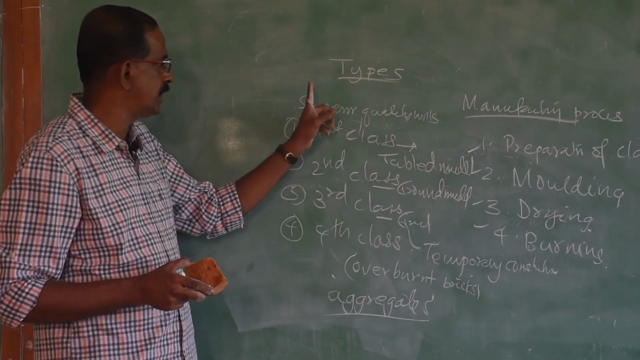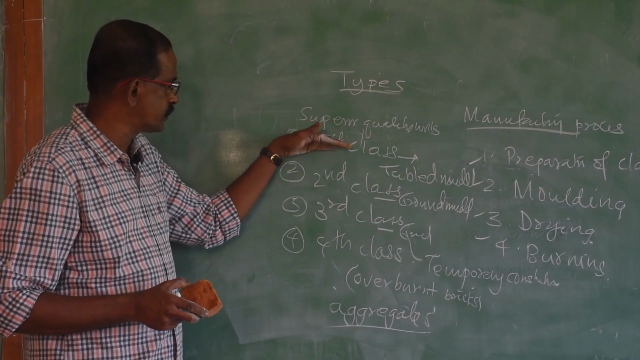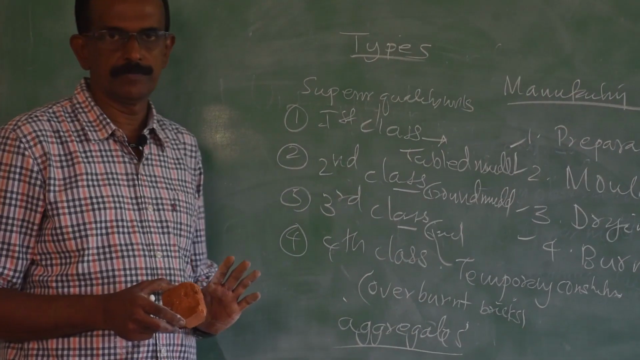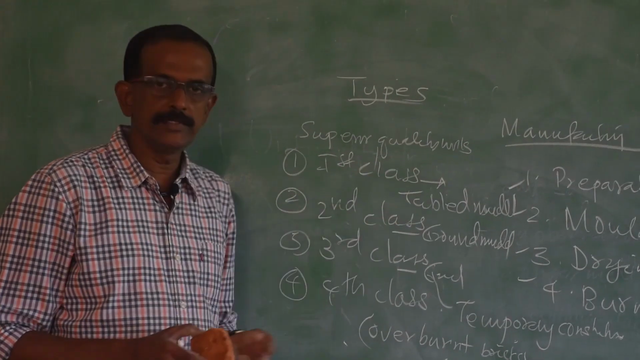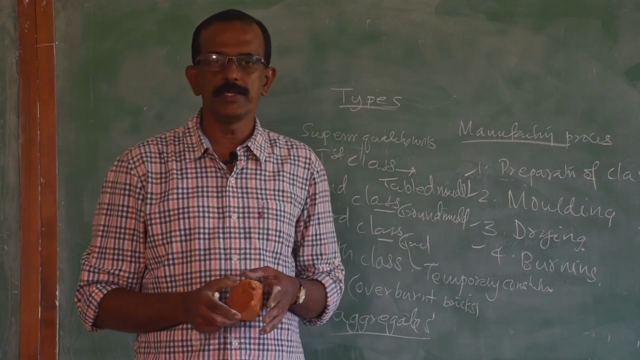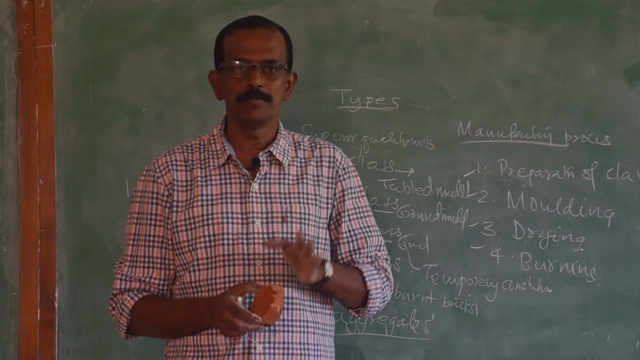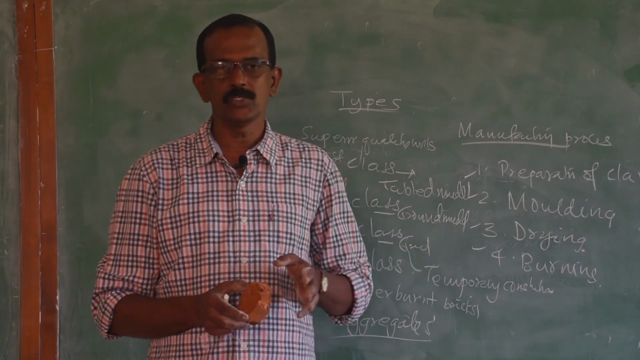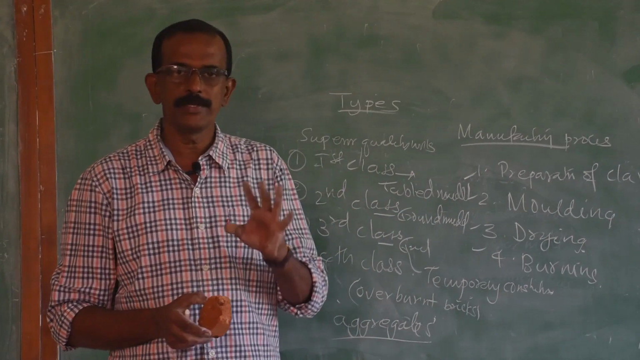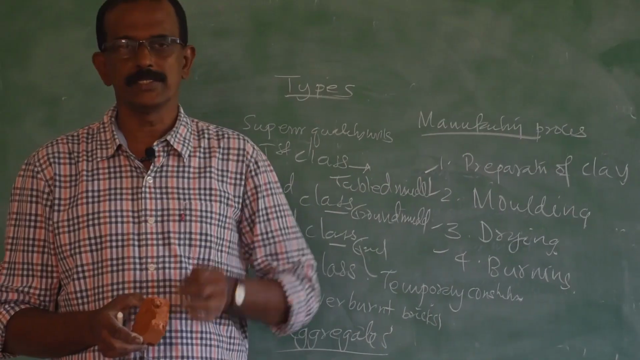So, bricks are classified as burnt brick and unburnt brick. Burnt brick is classified again as first class, second class, third class and fourth class, depends upon the quality. So, to rewind, we have discussed the brick. Size of the brick is, standard size is 19 by 9 by 9 centimeters, nominal size is 20 by 10 by 10 centimeters. The manufacturing process consists of preparation of clay, molding, drying and burning. Then we have seen the characteristics, qualities.